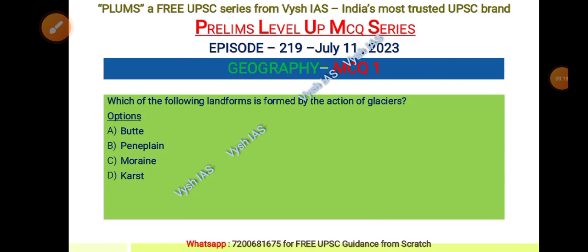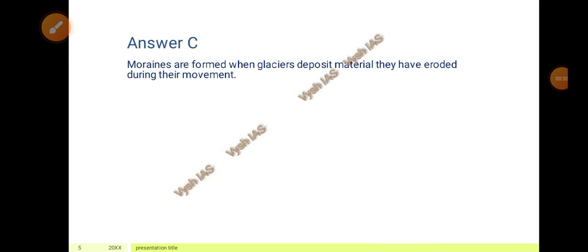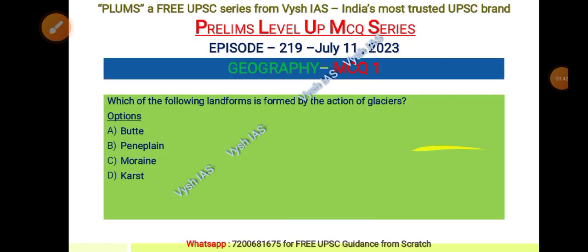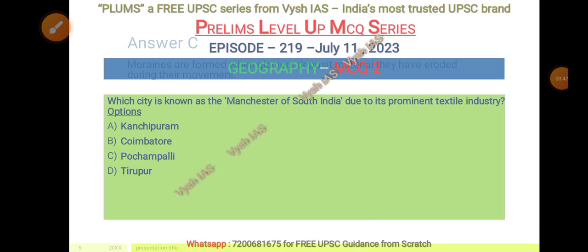Which of the following landforms is formed by the action of glaciers? Your options are butte, peneplain, moraine, karst. Now let us see the answer. Answer is moraines. They are formed when glacial deposits deposit materials that have been eroded during their movement, right? So moraines are formed due to the action of the glaciers.